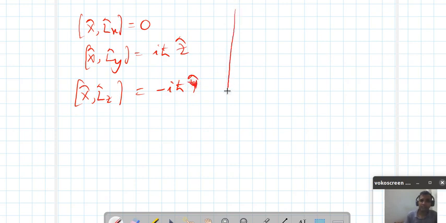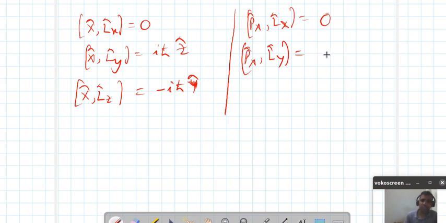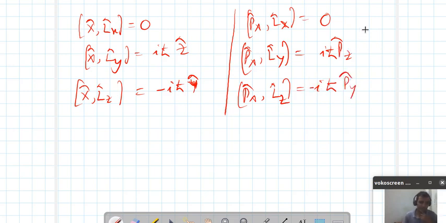And similarly, if in place of these positions we have a momentum operator, let me call it px and Lx, then it is equal to 0. It is px with respect to Ly, its commutator, it is equal to iota h cross. In place of this z, we have to write down pz. And similarly, px with Lz, its commutator is equal to iota h cross with negative sign py. So these are very important relationships, right?